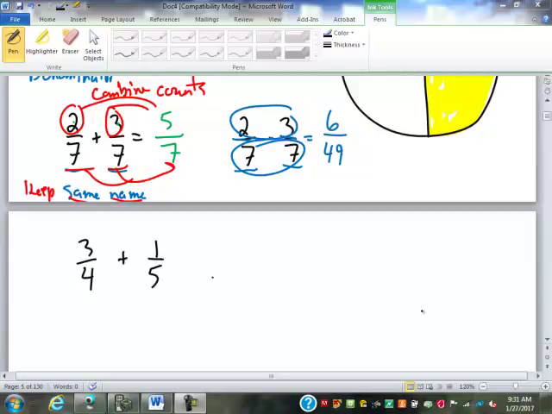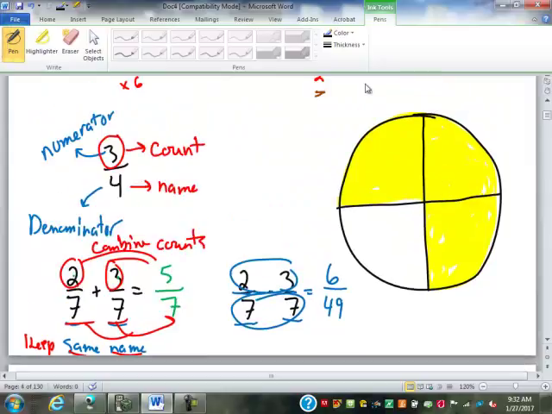Okay, so we were talking about working with these fractions, and we saw that 3/4 plus 1/5 couldn't be done because they have different names. So we need to look at ways to rename fractions. So let's go back up to our illustration here, and let's try to rename this fraction. The simplest way to do that would be to take each of these pieces of pizza and cut them into 3 equal pieces.